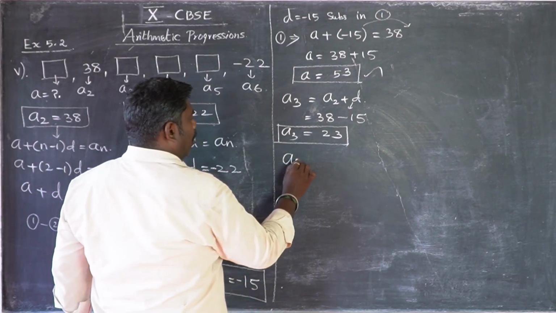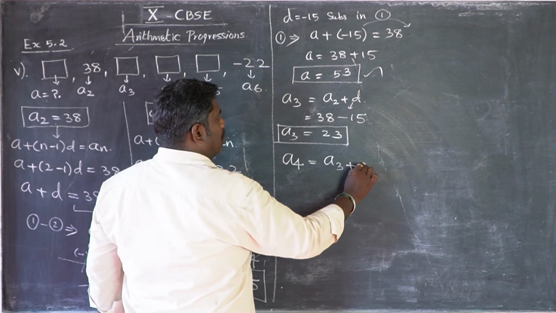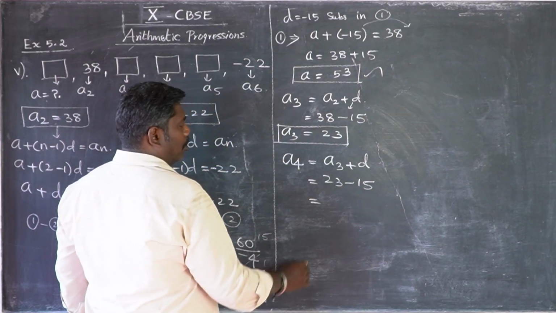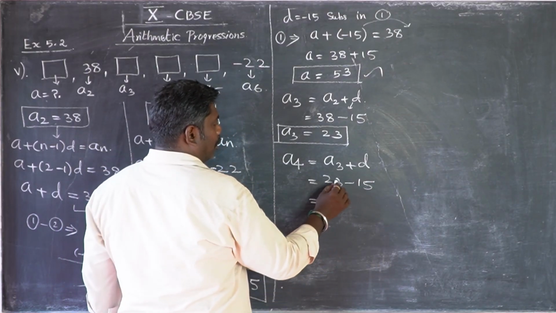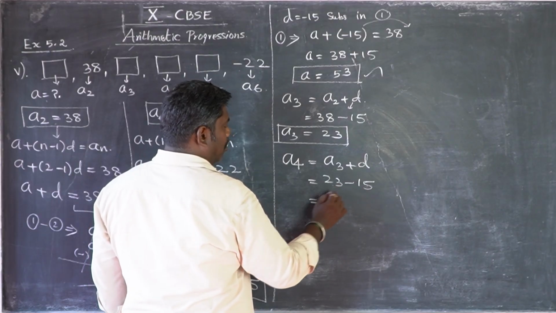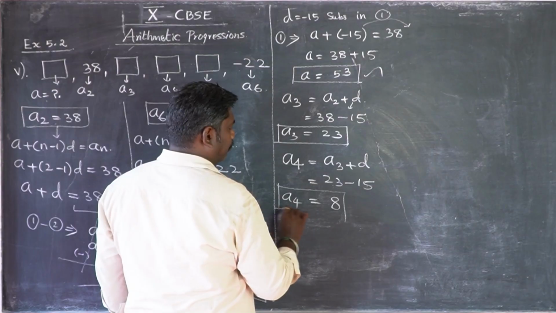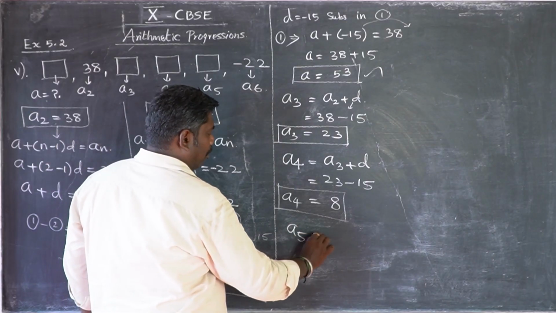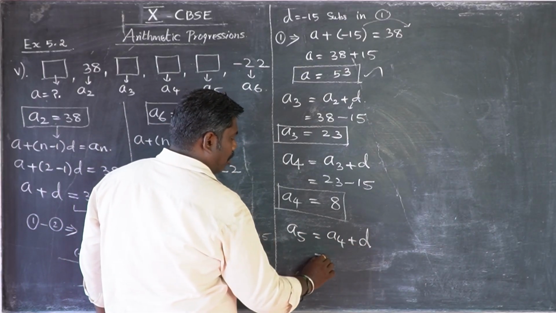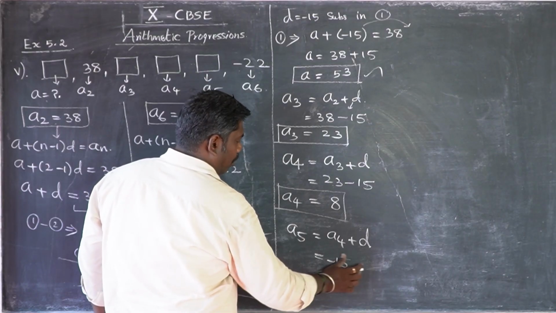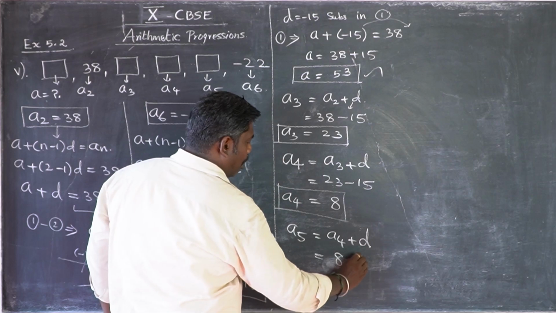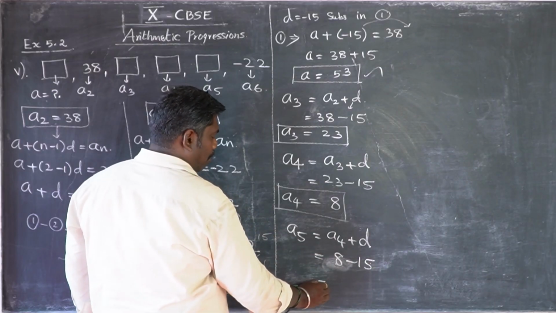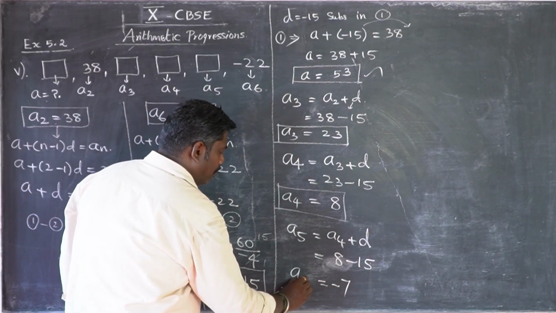Next, fourth term. How to find the fourth term? Third term plus common difference. Third term is 23. Common difference is minus 15. So 23 minus 15. What is the answer? 23 minus 15 becomes 8. This is fourth term. Understand? And then, what is the fifth term? Fifth term value is fourth term plus common difference. Fourth term is 8. Common difference is minus 15. So 8 minus 15 becomes minus 7. This is fifth term.